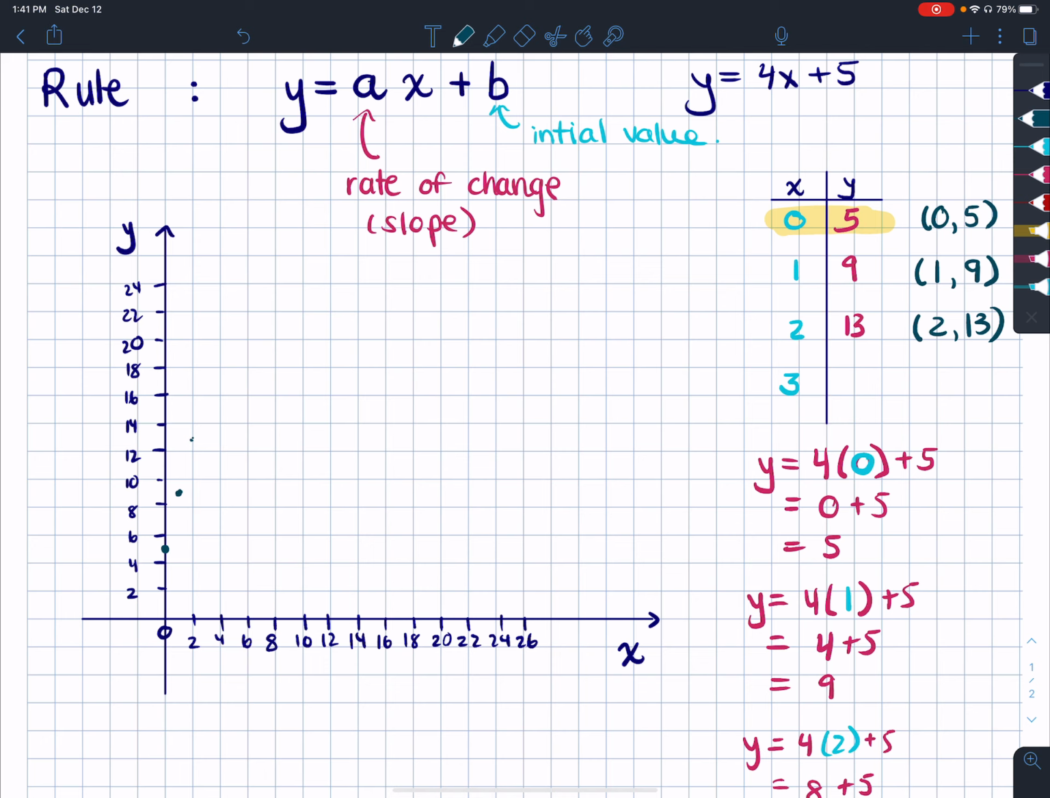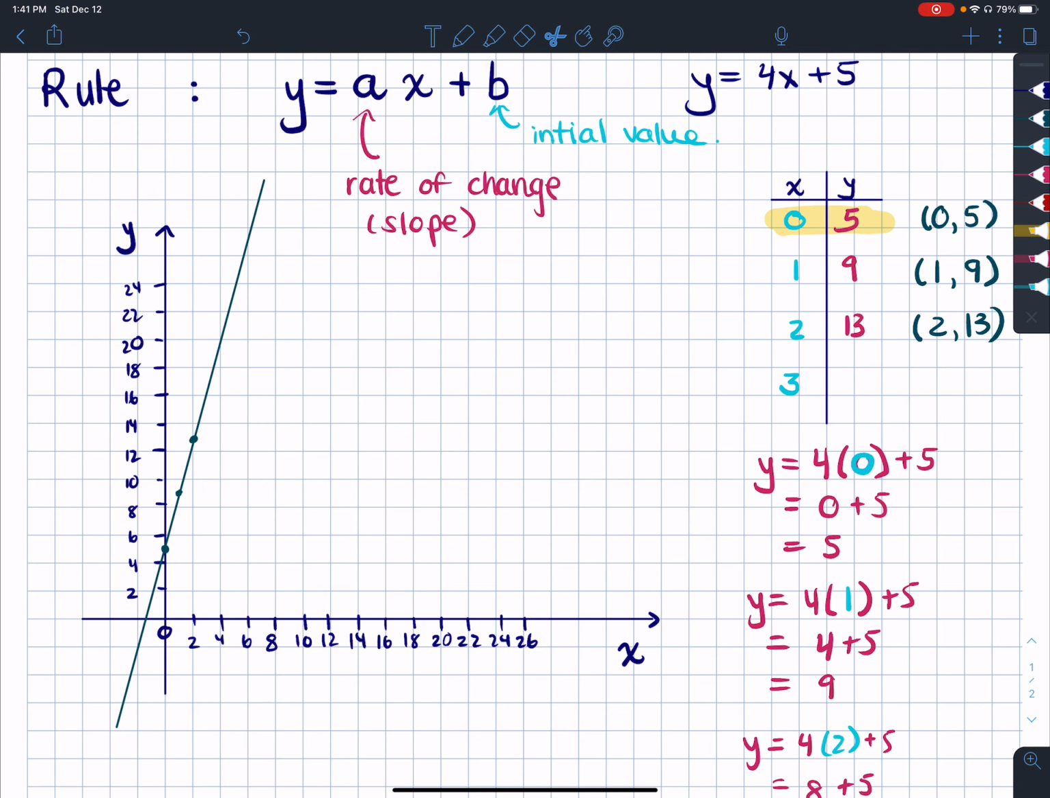And now we have a good number of points. We can connect these dots. I'm going to make a nice straight line right through them. And the thing is that your line doesn't stop here. This is not the line. The line is infinite. So lining these points up is just so that we can have a good idea of what our line looks like. But the line actually extends all the way in both directions.